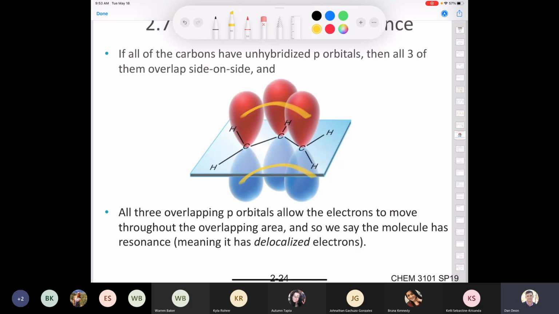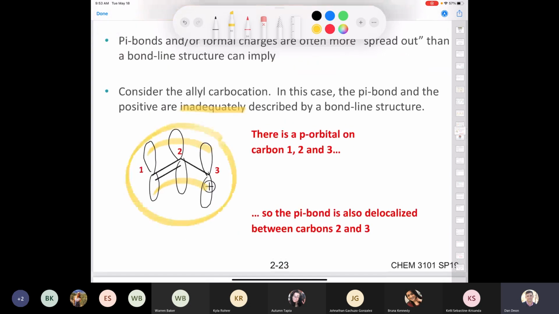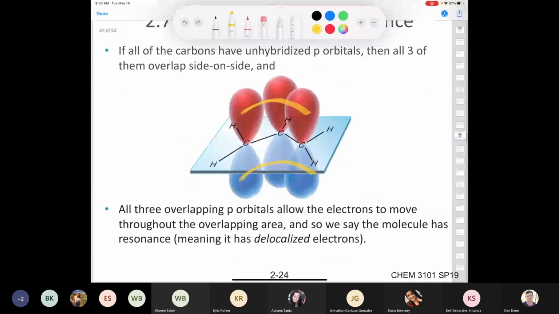What does that mean? If those electrons from that pi bond are free to move between the three p orbitals, that means that they are delocalized. They don't reside in one specific area. If you go back to this structure, it looks like they're just residing right here. But we know that this doesn't adequately describe the situation because of the three overlapping p orbitals. Let's take a look at it even deeper.